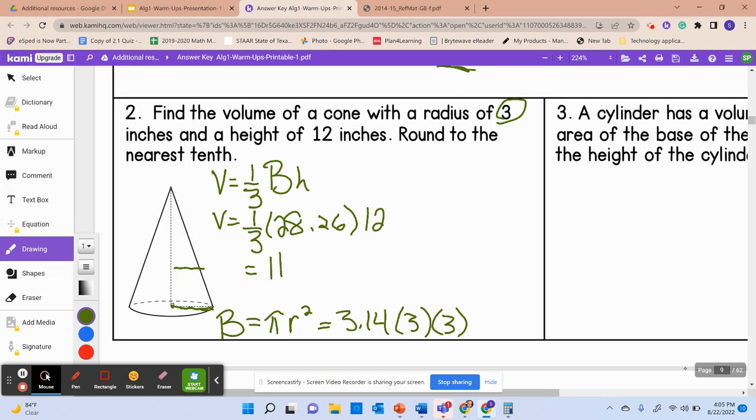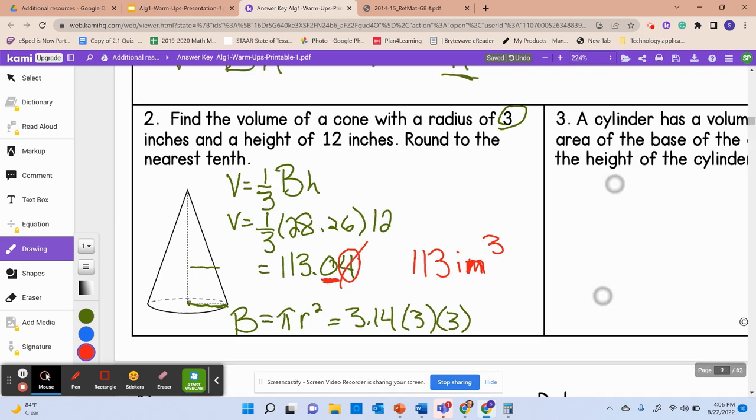So 113.04. The way that works is you will underline, here's the tenth, and then if this number is bigger than 5, then it rounds up. If not, it crosses off. So this would be rounded to the nearest tenth, 113 inches, inches, not inches cubed.